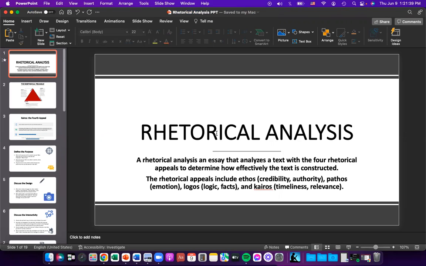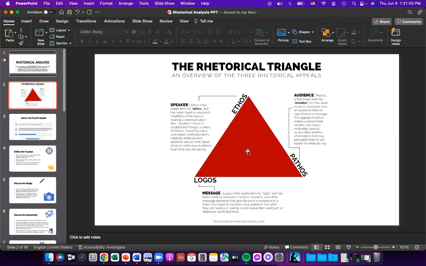And then kairos. How does it... I've got my dog barking in the background, so again, if that's why I seem distracted, that's why. And then kairos, the sense of timeliness, the relevance of this article as well.